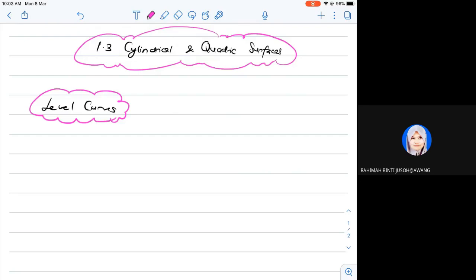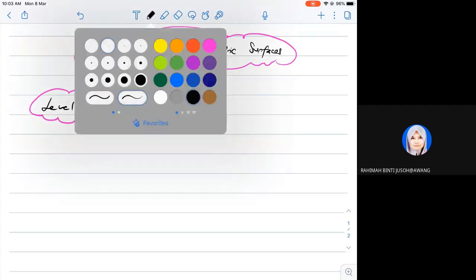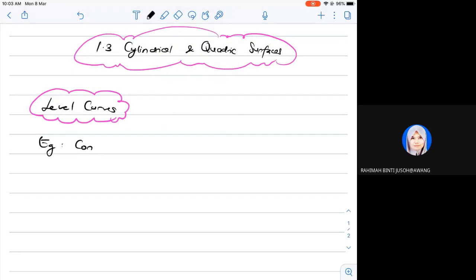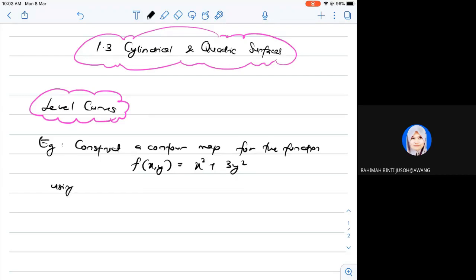Okay, I'll give you one simple example. Construct a contour map for the function, let's say, I will give you a different question from the module so that you have extra exercises. f(x,y) equals x squared plus 3y squared, using level curves of height k equals 0, 3, 9, 27.